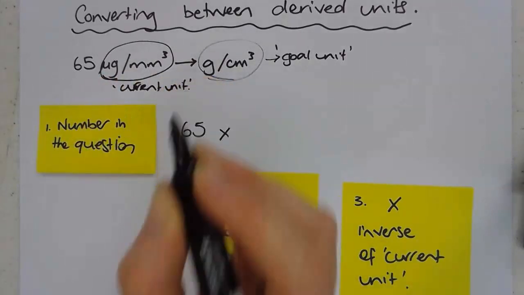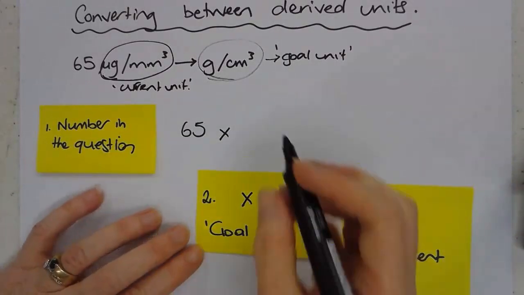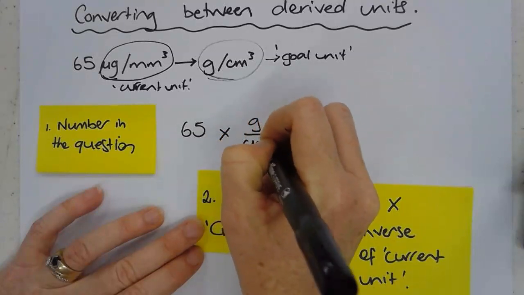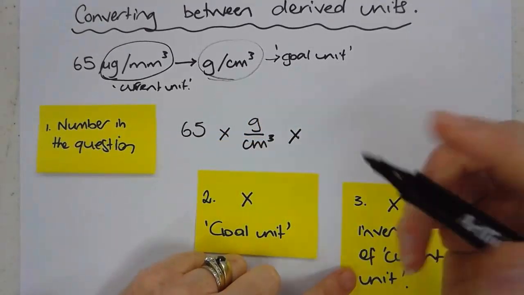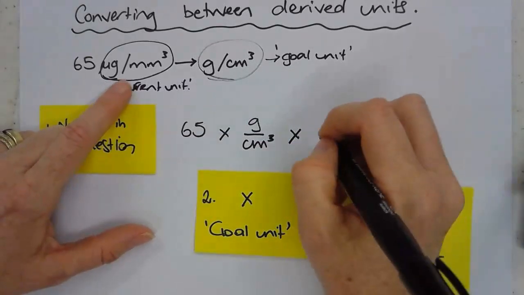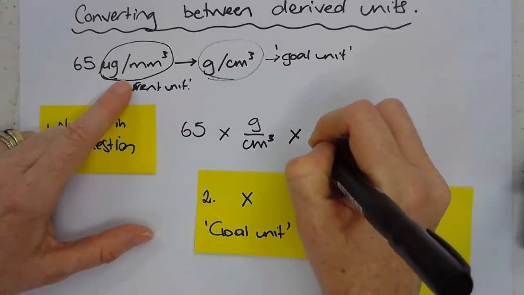Okay, so number in the question times the goal unit, and we want to write this as a fraction like so. And then step number 3 is to times it by the inverse, or the flipped version, of the current unit. So that means on top is actually going to be our millimeters cubed over our micrograms.